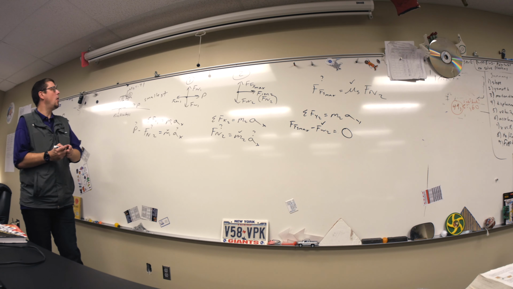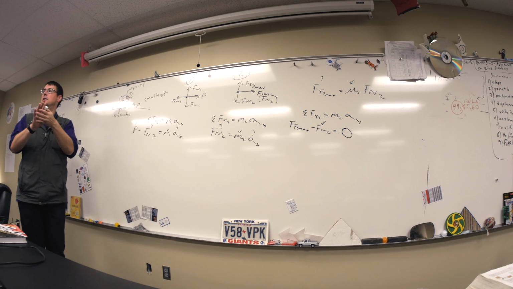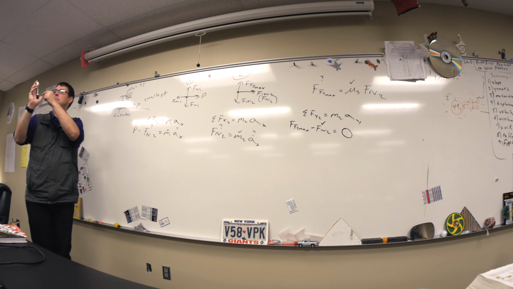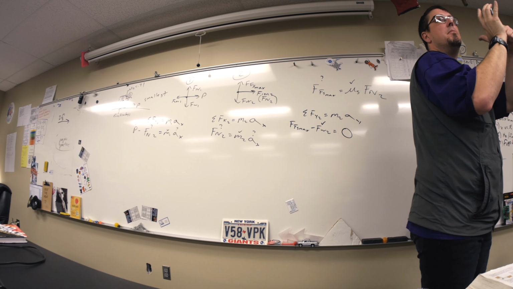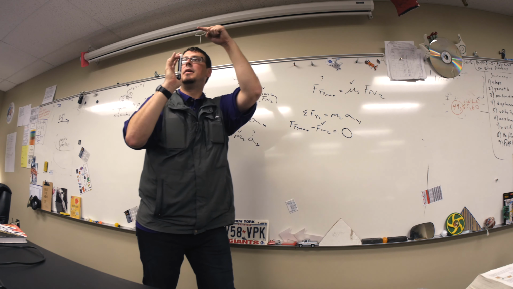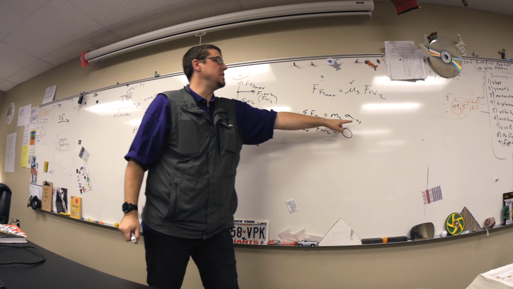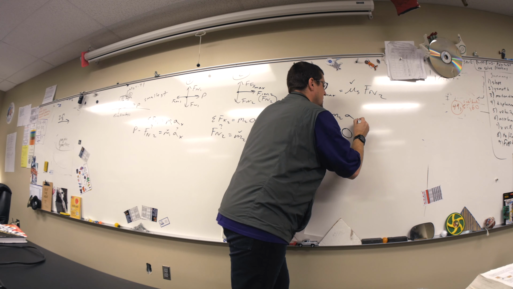Why is it 0? Because, okay, here's the picture. Pretend this is the block. I'm the big block, this pen's the small block. Here's what's happening. It's not moving up or down. This is in the y direction.